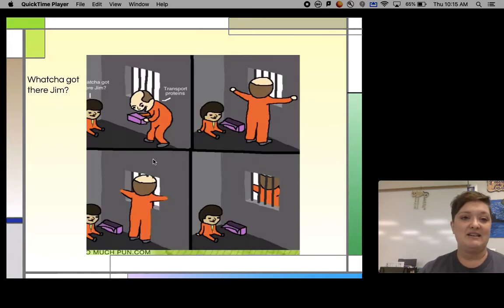This is just a comic I like. It says, what you got there, Jim? And he says, transport proteins. And he goes, zzz, and he gets out of the cell. Get it? I know, I've got to have something to make cell transport a little more exciting.